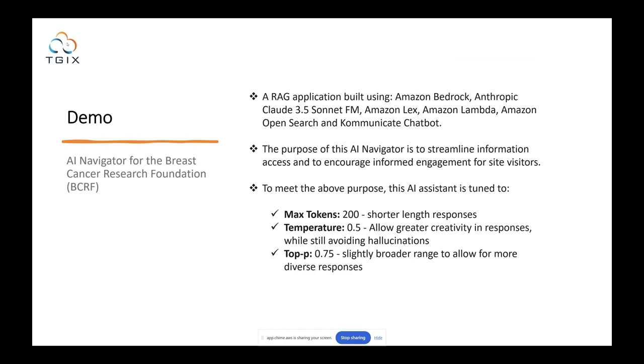So in this case, we have built an example of a chatbot. Again, this one we are calling AI Navigator. We built this example for the website of Breast Cancer Research Foundation. They are not a customer of ours. We're just using them as an example to demonstrate the capabilities.